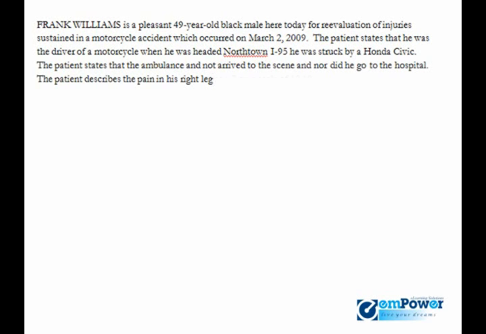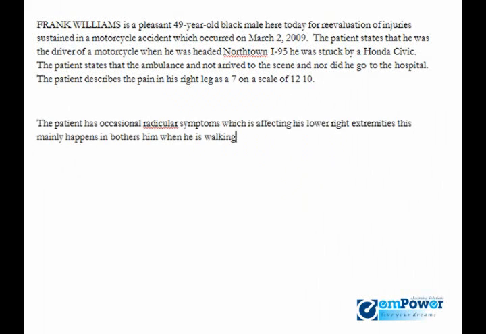The patient has occasional radicular symptoms, which is affecting his lower right extremities. This mainly happens and bothers him when he's walking or driving. The patient is currently taking Celebrex and ibuprofen 700 milligrams to help relieve his pain.